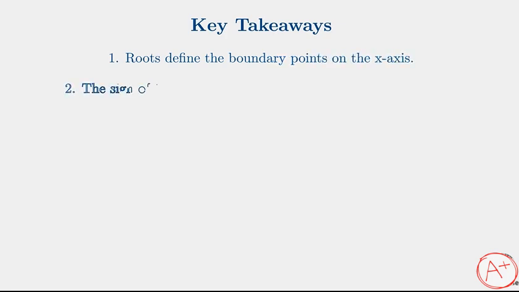To summarize today's lesson, the roots of the cubic equation are the critical values that divide your number line into different regions. A positive leading coefficient means the graph ends by going up, while a negative coefficient means it ends by going down. Always check this before sketching.